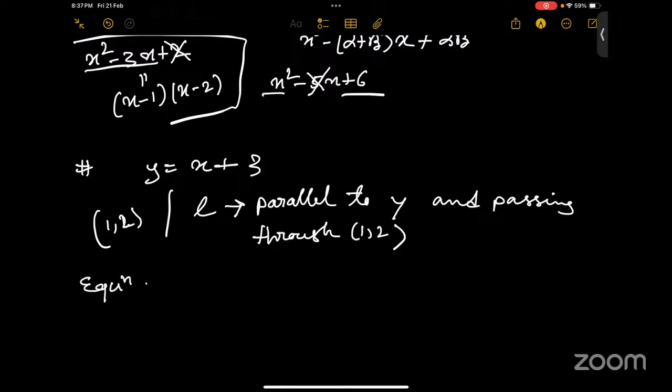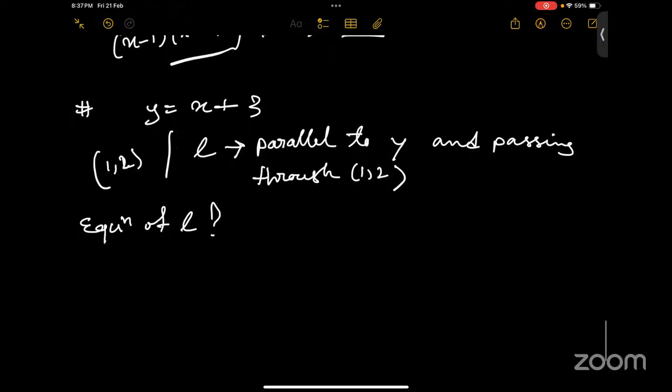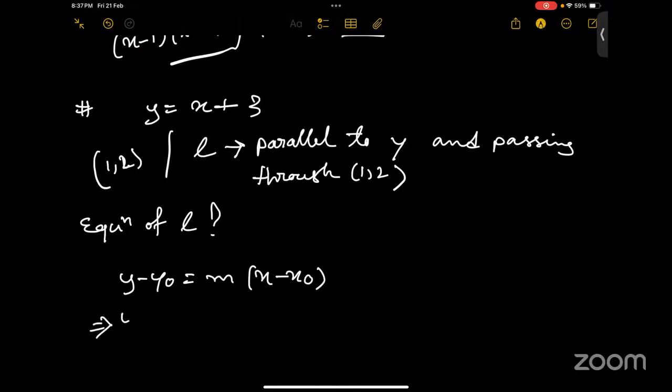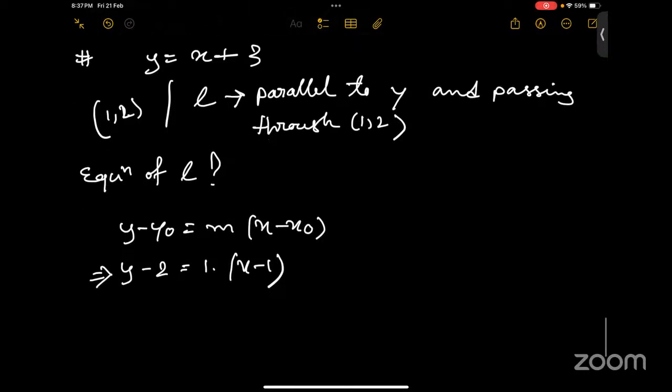y minus y naught equals m into (x minus x naught). Correct. m we will take from the previous equation, which is 1, and y naught is 2. Okay, right? So we will get y equals x plus 1. So this is the equation, right?